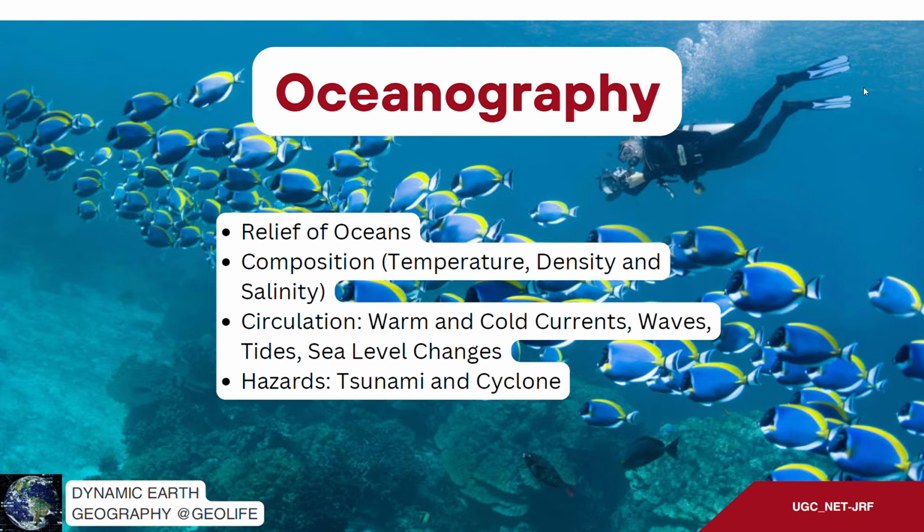Then the oceanography unit is a smaller unit, but it is a very easy and important unit in the UGC-NET JRF geography paper. It includes relief of oceans, that is of the Pacific Ocean, Atlantic Ocean and also the Indian Ocean. Then composition, that is temperature, density and salinity of all the major oceans in the world. And then circulations like warm and cold currents, then waves, tides and sea level changes.